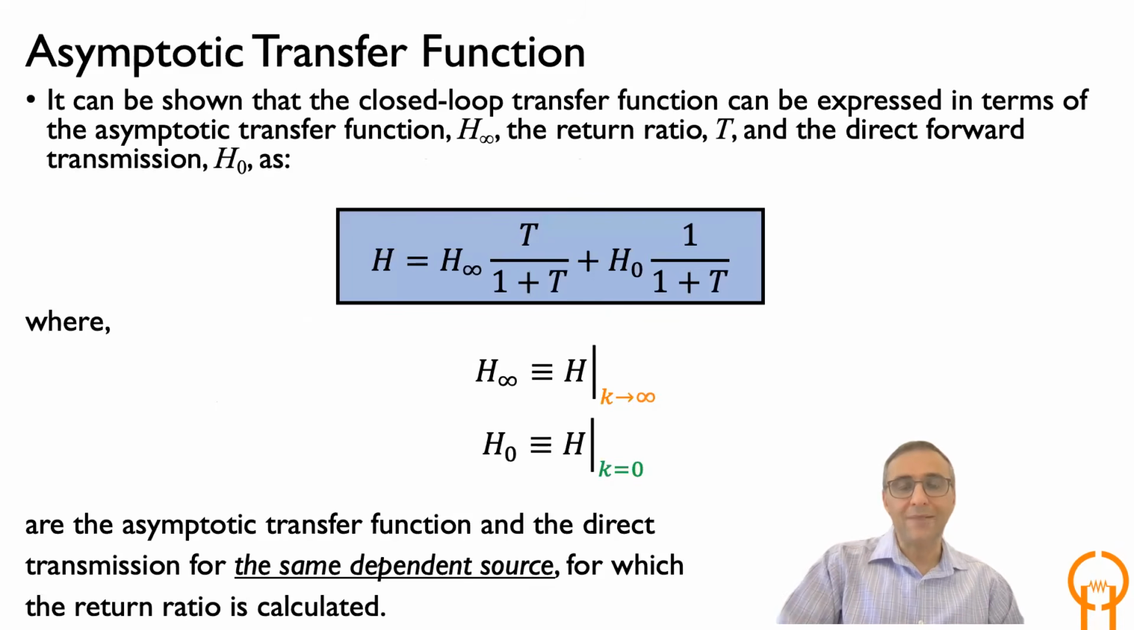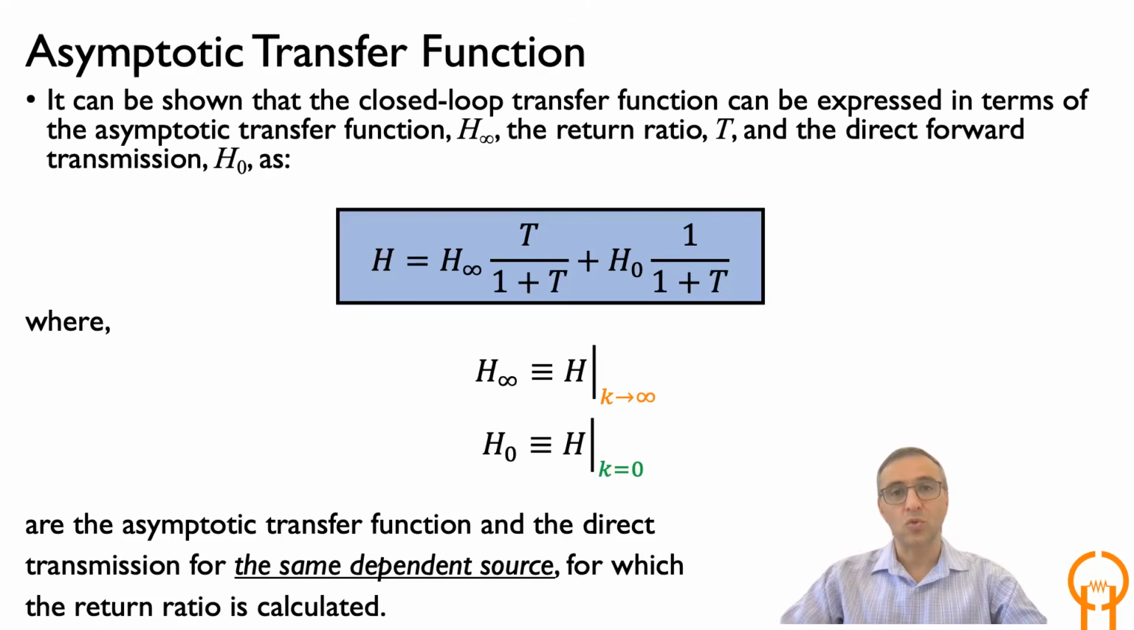Now, if you have that, what can be proved is that the overall transfer function is exactly given by this expression, which is called the asymptotic transfer function formula, or asymptotic gain formula. It basically says H is H infinity, which is the asymptotic transfer function we calculated before, times the return ratio over 1 plus the return ratio, plus H0 times 1 over 1 plus T. We are familiar already with T and H infinity, and we will see a few examples shortly. H0 is what we call the direct forward transfer. Basically, it is the transfer when you set K to 0, so you disable that source.